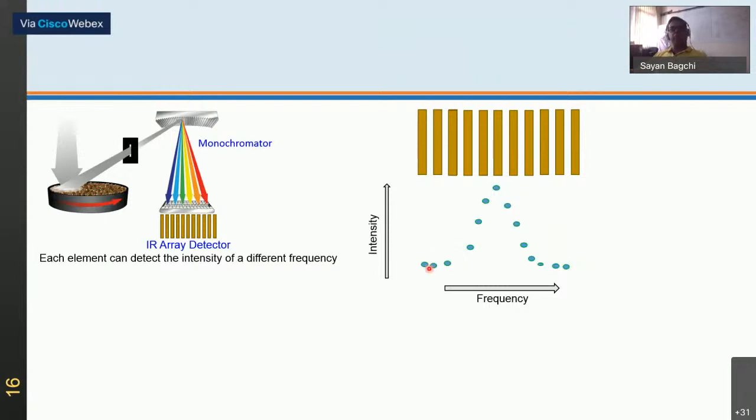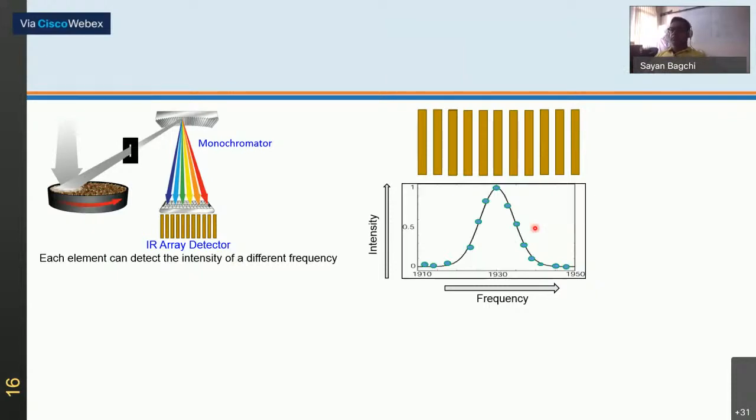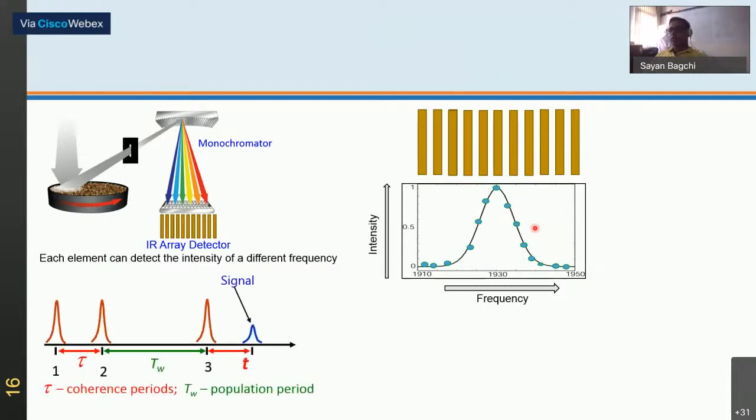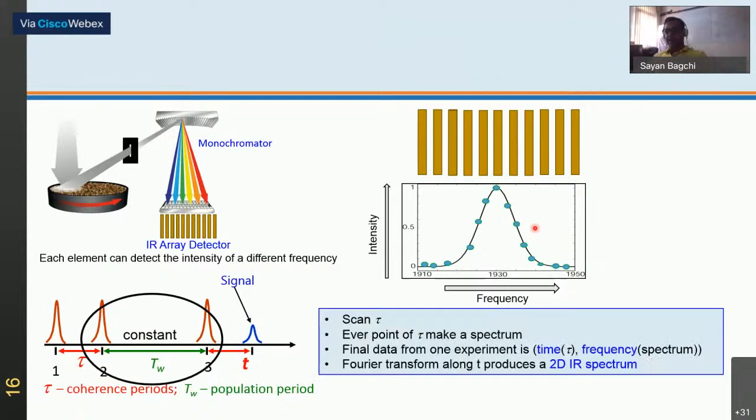So let's say the waiting time between the second and third pulse is zero, we do not wait, and there is also a time delay between the first and second pulse, denoted by tau, the coherence time. If you plot the intensities of the different frequencies, it looks like a spectrum. This is just a cartoon representation for your understanding. So we can construct a spectrum. And now, if I scan this time delay between the first and second pulse, for every time difference I will get a spectrum.